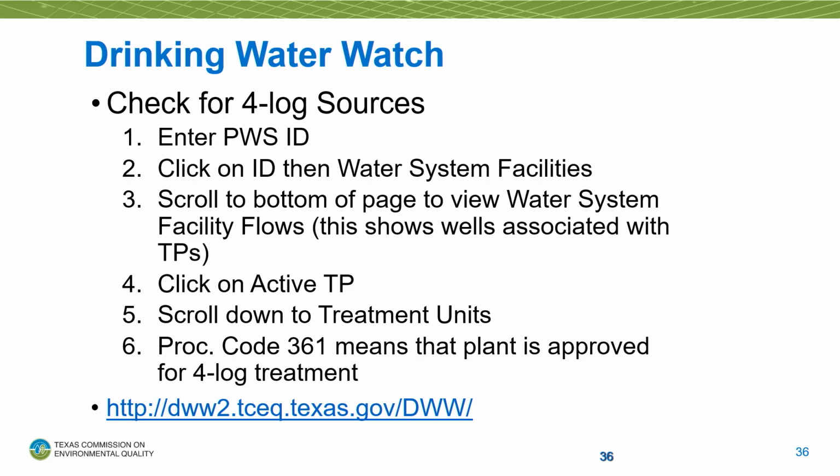So if you want to check what's going on with your plant, this is kind of some instructions on how to do that. You just go online and the website's written down there, and you enter your PWS ID, and then you scroll to water system facilities, click on the facility flows, click on your treatment plant. So you have to click a few things, but eventually you'll find your treatment plant, and it'll tell you next to it, if it's written procedure code 361, that means that it's approved for 4-log treatment.